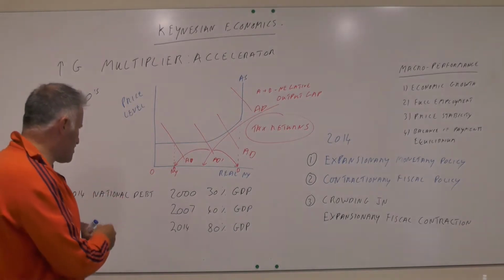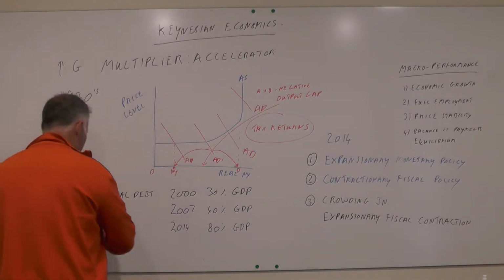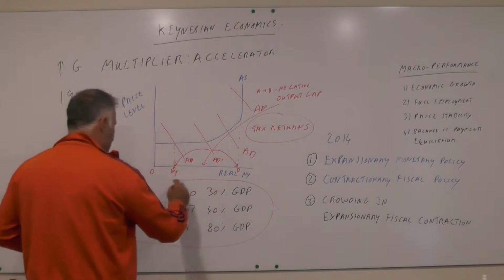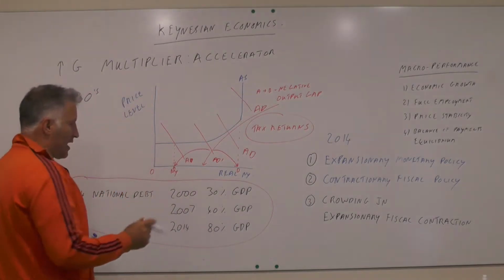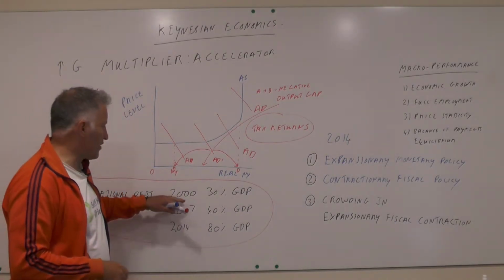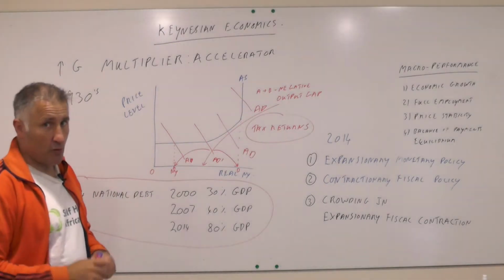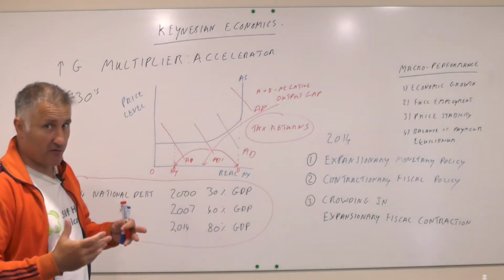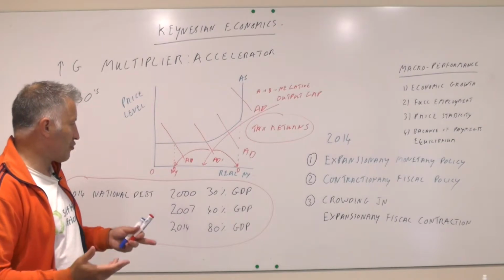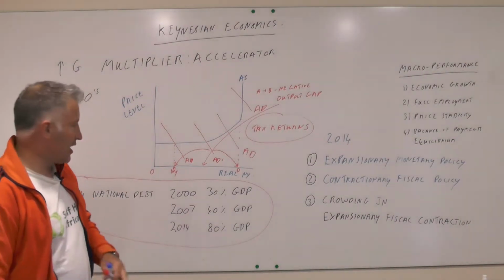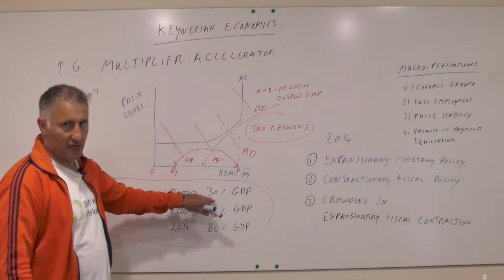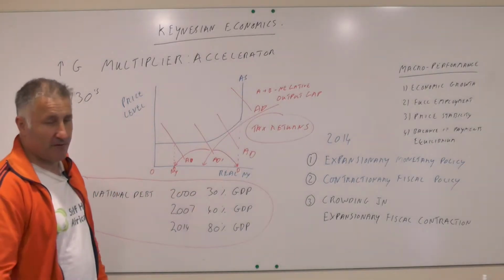So we need to have this in our minds really, and this is the level of national debt. You can see by the year 2000, our national debt was roughly 30% of GDP, which nowadays is considered to be very low. So if our economy produces £1,000 billion a year, then our national debt would have been £300 billion. The UK economy is actually worth about £1,500 billion.